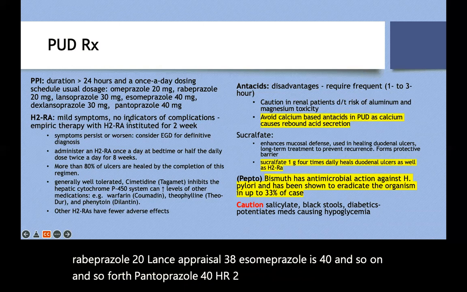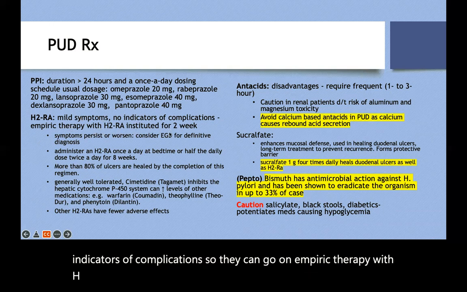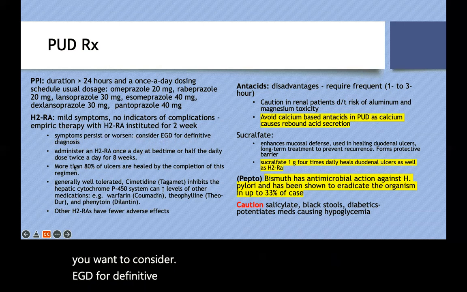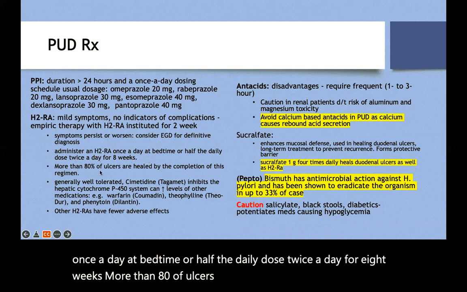H2RA is for mild symptoms and no indicators of complications. So they can go on empiric therapy with H2RA instituted for 2 weeks. If the symptoms persist or worsen, you want to consider an EGD for definitive diagnosis. You want to administer this H2RA once a day at bedtime or half the daily dose twice a day for 8 weeks. More than 80% of ulcers are healed by the completion of this regimen.